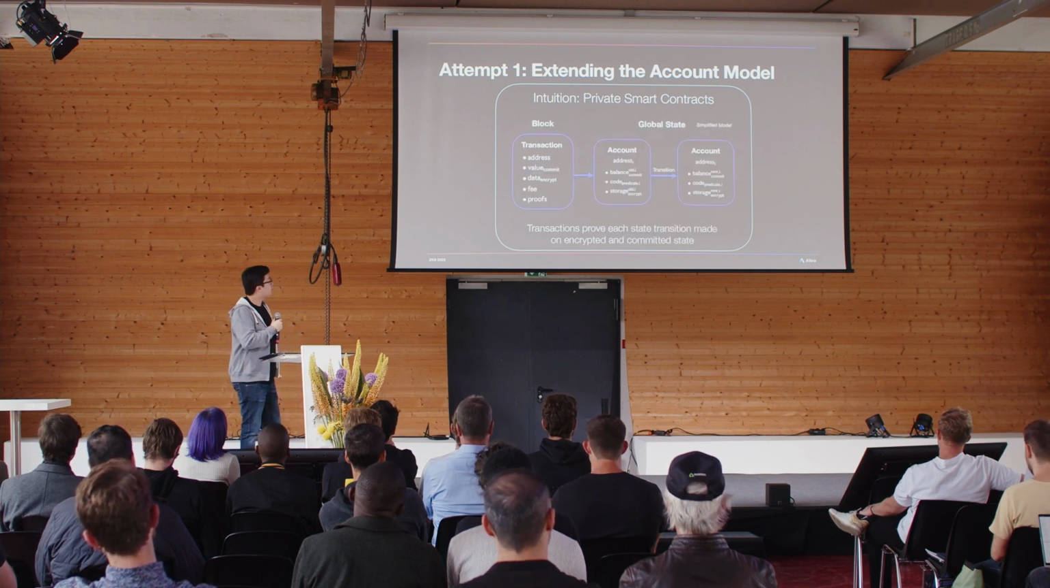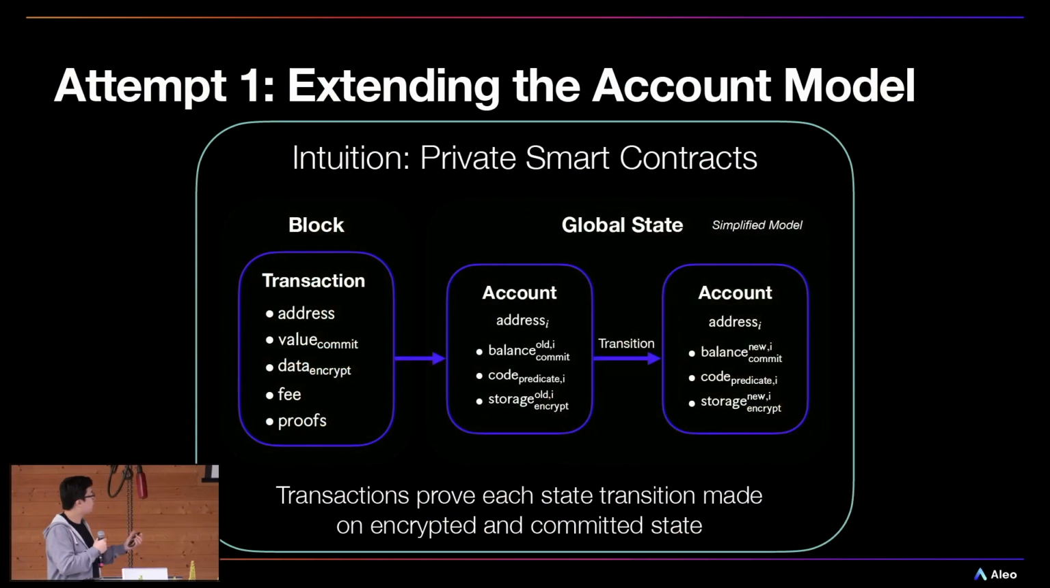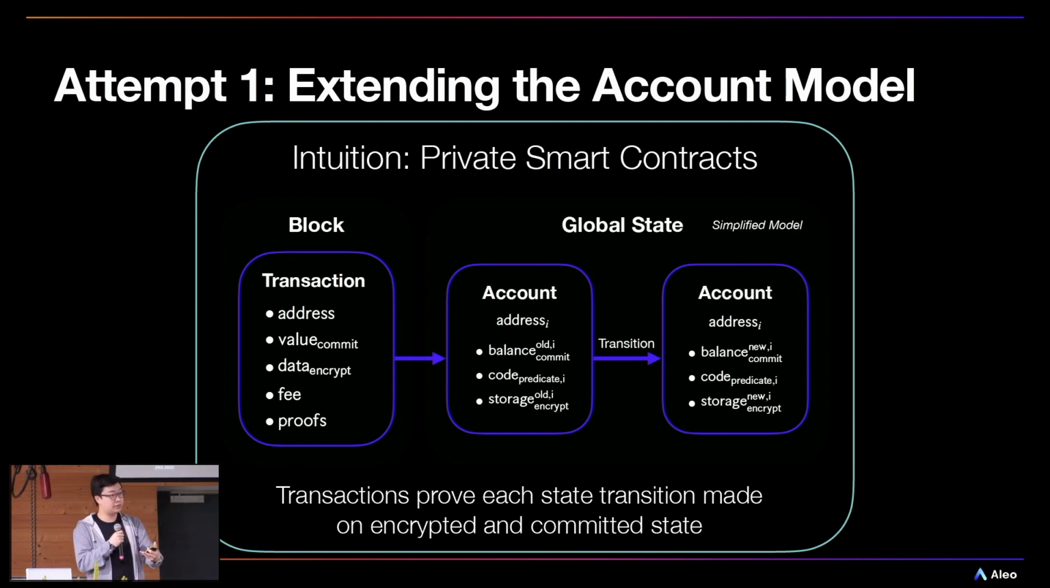Then from here we could say, now when a user is creating a transaction, they're really revealing a transaction that has very little publicly readable data. And what's being updated on chain is not the actual data itself, but commitments and encrypted data from the previous state into the new state. That's the rough intuition on doing this.